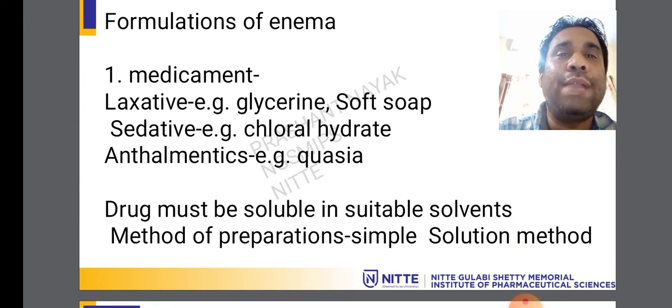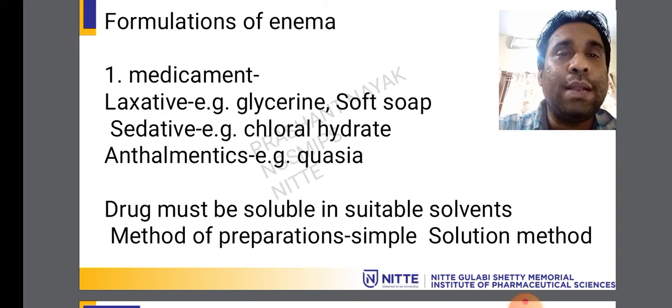Now, formulation of enema. How to formulate an enema? Medicament: a laxative, which can be given as glycerin or soft soap. Sedative: it will be chloral hydrate. Anthelmintic: it will be quassia herbal extract.